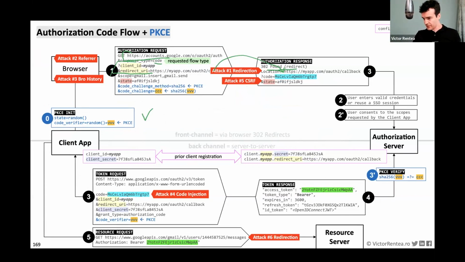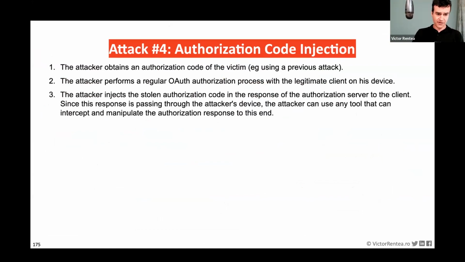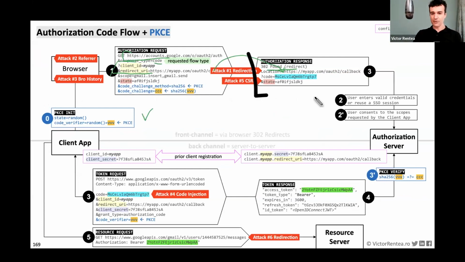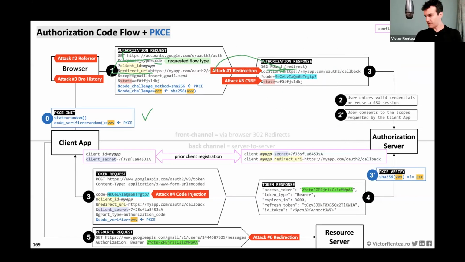Let me play the whole story, not to miss anything. The attacker performs the regular authorization process with the legitimate client on his device. The attacker injects the stolen authorization code in the response of the authorization server to the client. Technically, it's even better because what I'm showing you here is a simplified version. In practice, the response doesn't carry just this. There are headers and other stuff. It will basically take the actual response from the authorization server and replace the code that it gave back with the stuff you stole, with the code you stole.